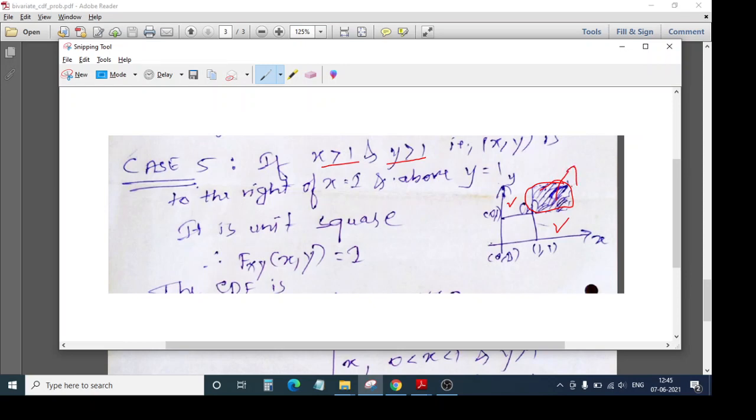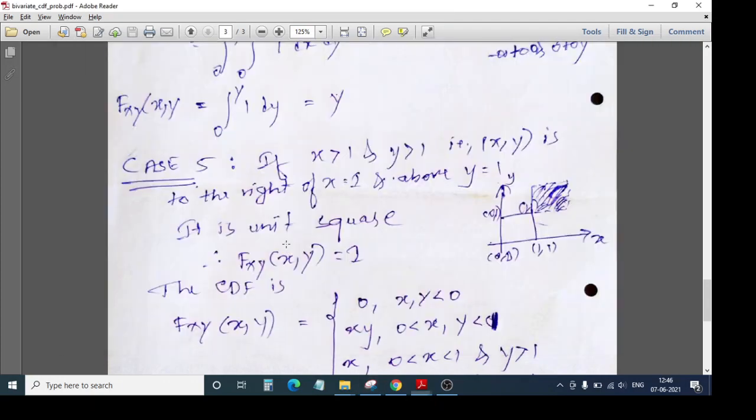Why do we call it a unit square? Because it is bounded from 0 to 1 on the x-axis, and from 0 to 1 on the y-axis. So therefore we call it a unit square. Whatever the value of this square is, it is 1. So therefore we directly take that its value is 1. So this completes all the scenarios, wherever the possibilities are.